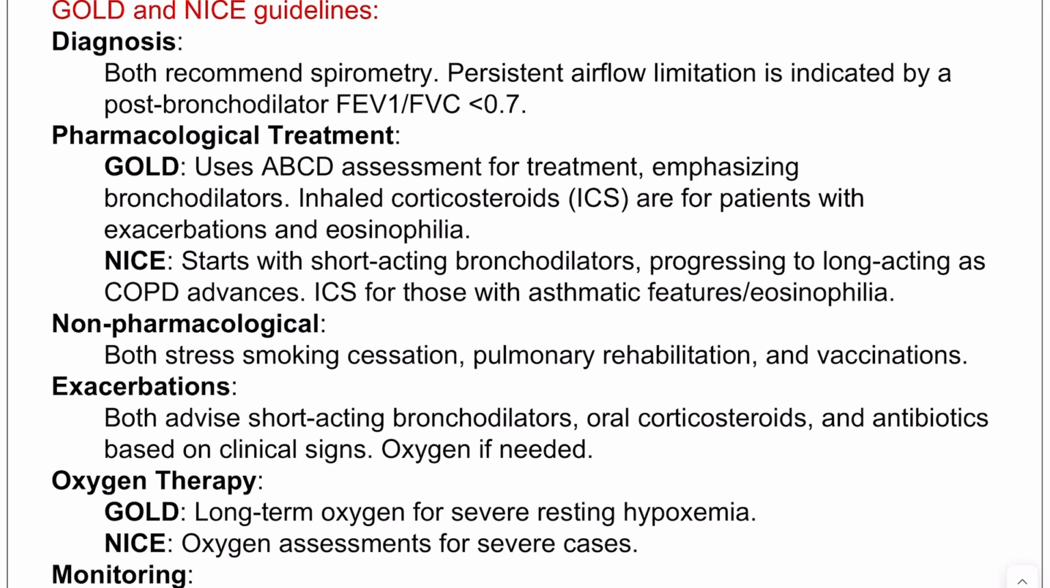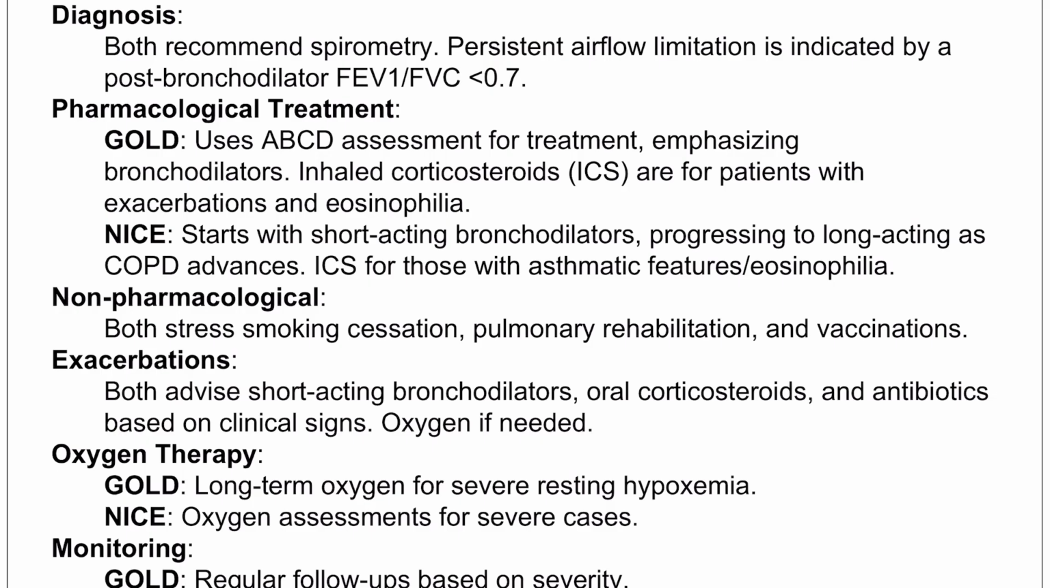I'll briefly talk about the GOLD guidelines and NICE guidelines. It's very important, as the examiner may ask you what guidelines you're following. So these two guidelines are very, very important in COPD patients, and I briefly summarize them. Both recommend spirometry. Persistent airflow limitation is indicated by a post-bronchodilator FEV1/FVC ratio less than 0.7. Remember this figure, less than 0.7. I'm sure that regarding COPD you already have a lot of information because you passed your MRCP Part 1 and Part 2 written, so you must have some idea about that.